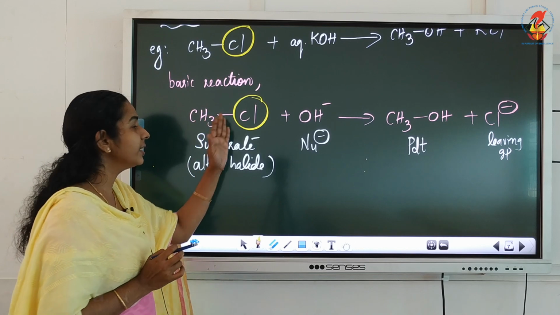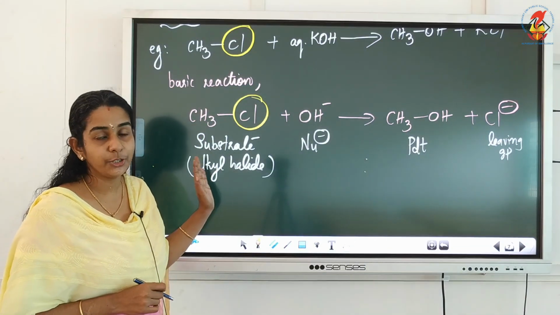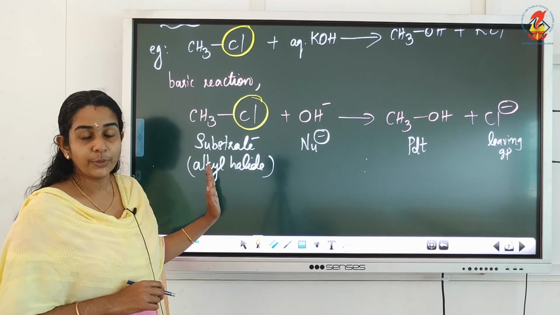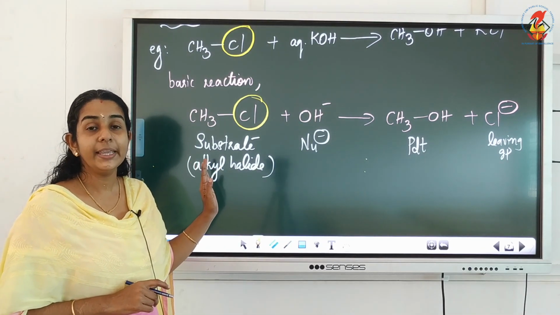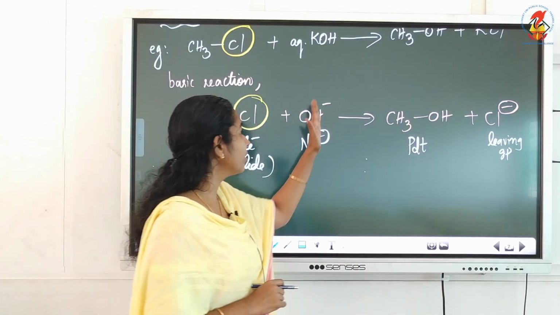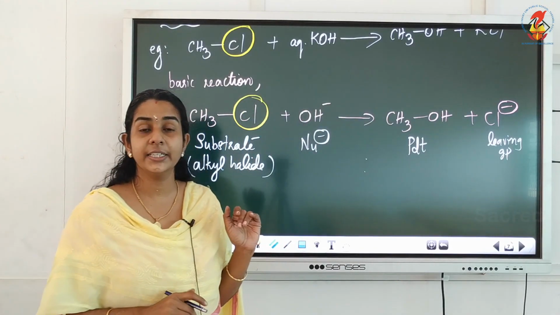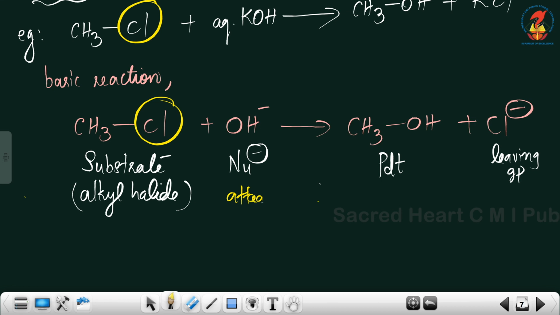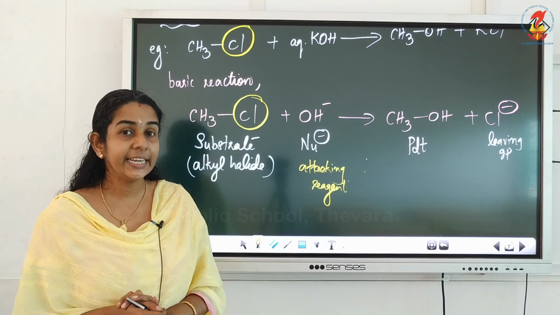So here CH3Cl is known as the substrate or the reactant. So here the reactant molecules will be alkyl halides. On reaction with OH minus, which is known as the nucleophile, or we can call it the attacking reagent, we get CH3OH as the product and Cl minus will be called the leaving group.